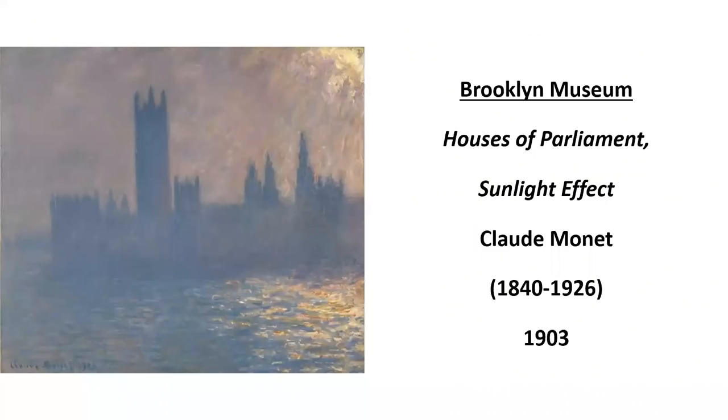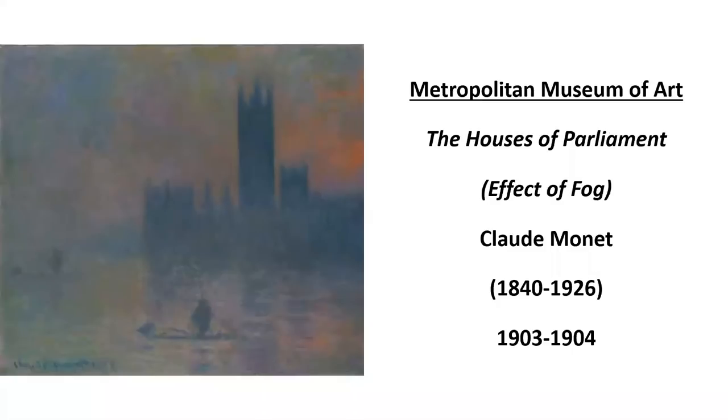So this is at the Brooklyn Museum. Again, if you go to New York, make sure you check out things outside of Manhattan, because there's a lot of really cool stuff to see and do. This is one of their paintings, Houses of Parliament, Sunlight Effect. And this one's at the Met, House of Parliament, Effect of Fog.